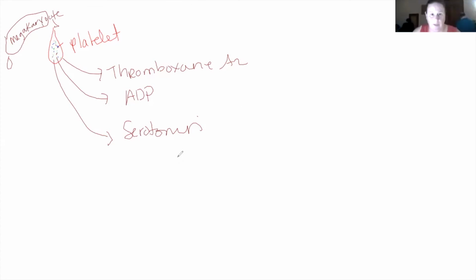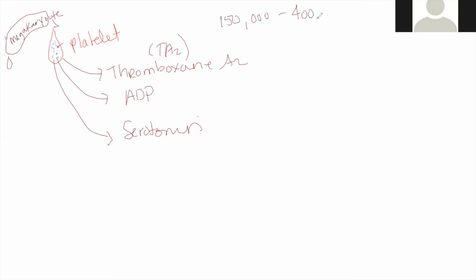What's the top one again? So thromboxane A2, and we're going to abbreviate like this. So it's called thromboxane A2. All right. So we know that when we think about platelets, we think about clotting cells, so cells that help the body or the blood to clot. And we know that the amount we have is about 150,000 to about 400,000 in the blood. So let's think about this. Why do we need our blood to clot?